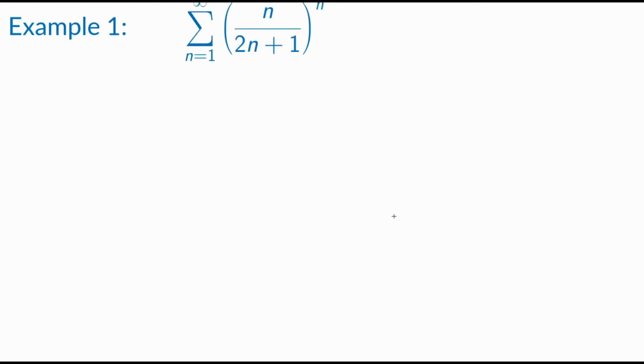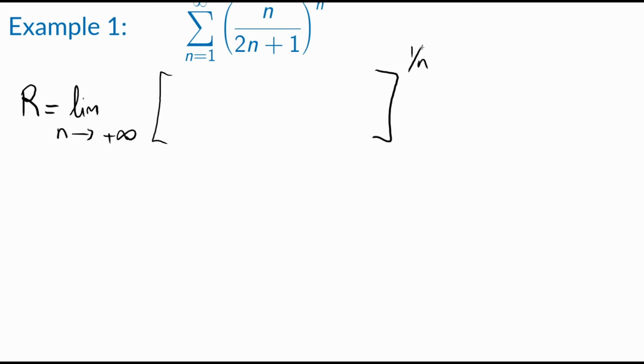So let's do an example. Let's consider the series, n equals 1 to infinity, where we take n over 2n plus 1 and raise it to the power n. So let's calculate this quantity r here. This quantity r is going to be the limit as n goes to infinity, and we're going to take this whole expression, I'm going to put a square bracket out here, and we're going to take it to the 1 over nth power, and then I'm going to stick this thing inside.